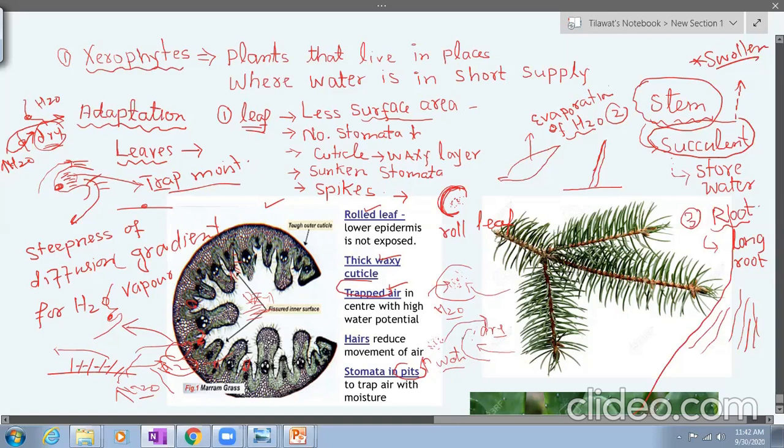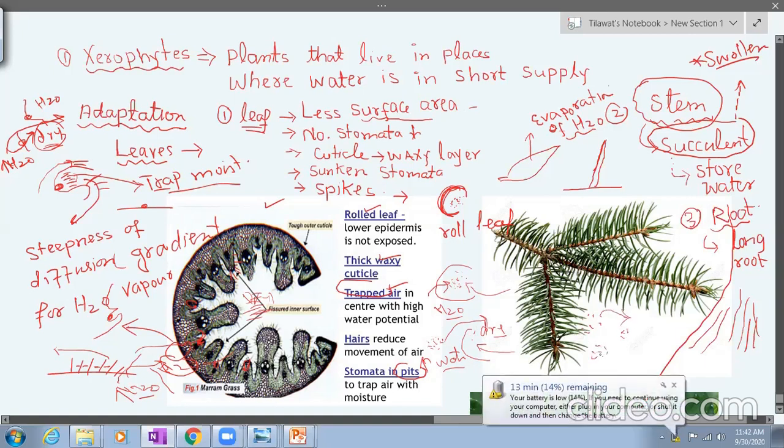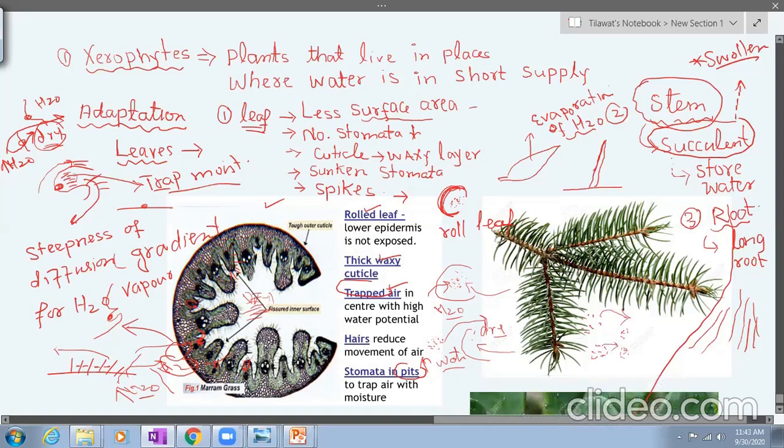The rate of diffusion also depends on the steepness of the gradient. If there is more difference, for example, here molecules are more and outside is less, right? Then they will easily move from more to less. But if here is more and outside is also more, not too much less, the diffusion rate in this example will be less as compared to the first example.